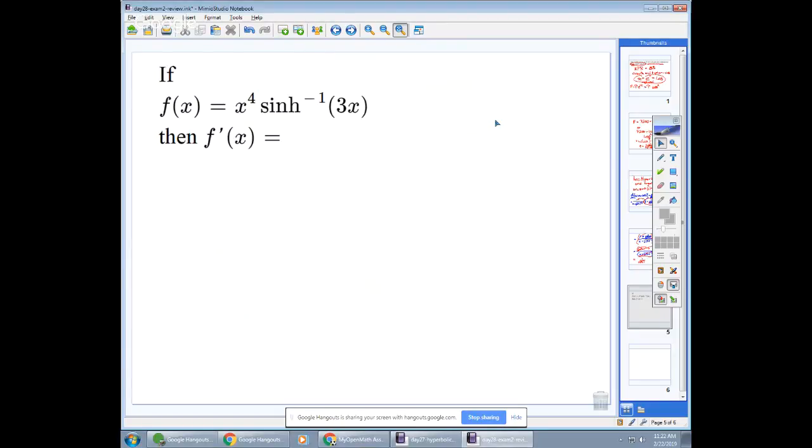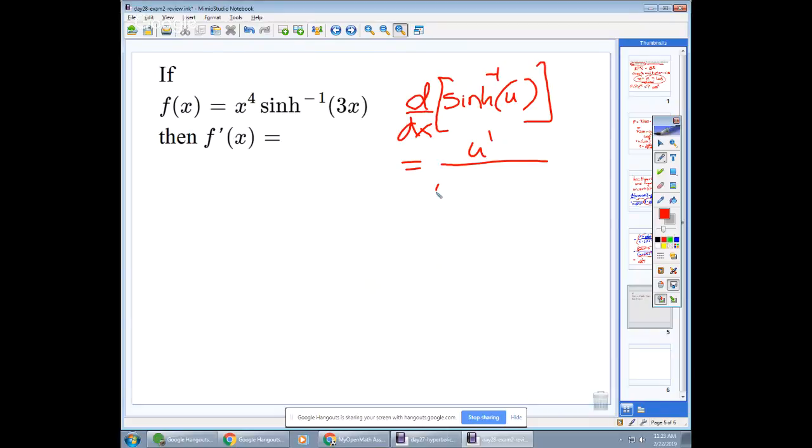Anyway, what we just established is that the derivative with respect to x of the inverse hyperbolic sine of, I'm going to put a u in there for fun, is equal to u prime over the square root of u squared plus 1. So I'm throwing the chain rule into that version of the formula. So that's the chain rule version of the formula. Here, not only do we have to apply that formula, but we also have the product rule going on.